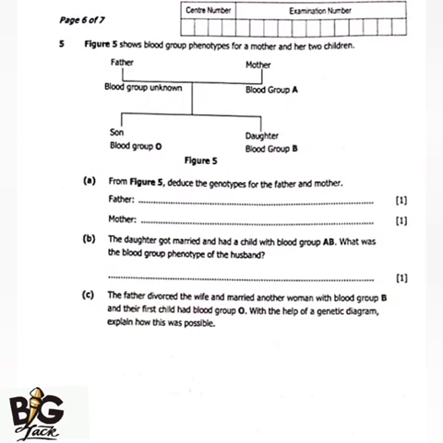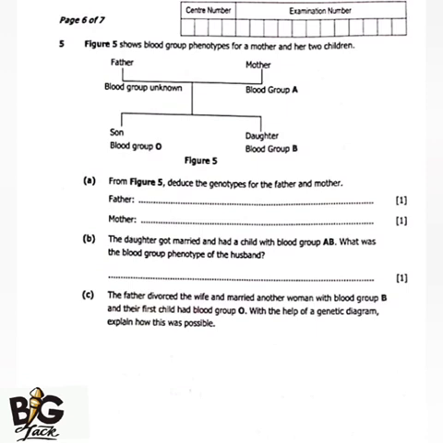For us to produce the son with blood group O, the father should be blood group B heterozygous dominant, and the mother should be blood group A heterozygous dominant. Usually blood group O only exists as homozygous recessive. The question is saying from figure 5, deduce the genotypes for the father and mother. The father here is blood group B heterozygous dominant.